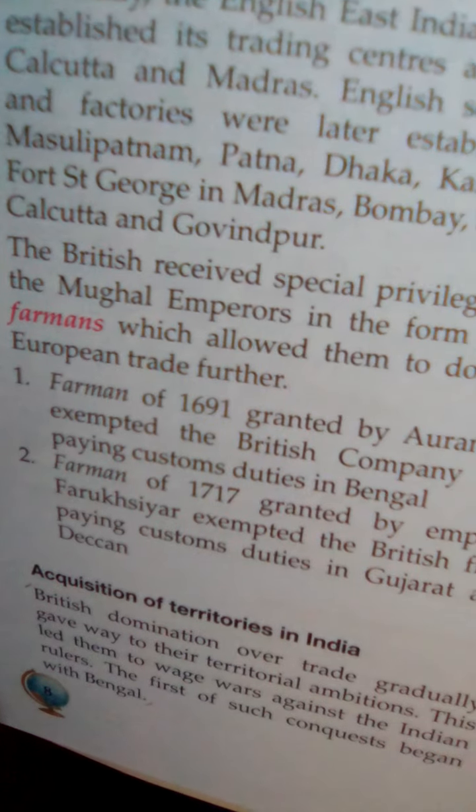Now we come to the firmans. The British received special privileges from the Mughal emperors in the form of two firmans. What is a firman? A firman is an authorized privilege which allowed them to dominate European trade further. Number one, the Firman of 1691 granted by Aurangzeb exempted the British Company from paying customs duties in Bengal. Second, the Firman of 1717 granted by Emperor Farrukhsiyar exempted the British from paying customs duties in Gujarat and the Deccan.